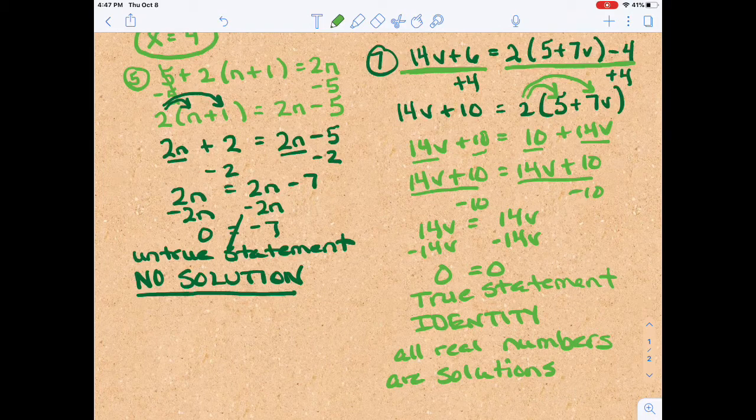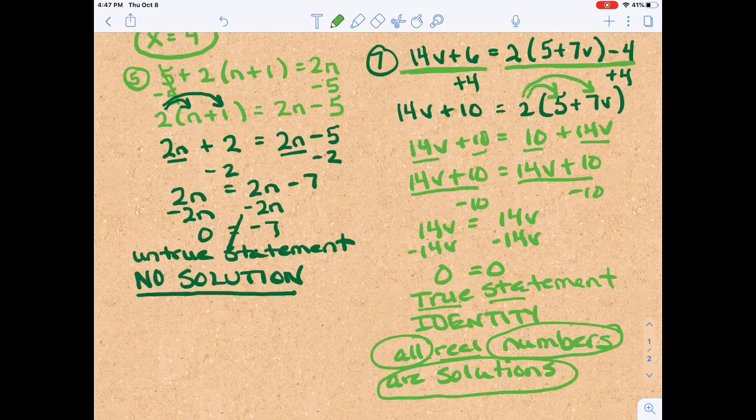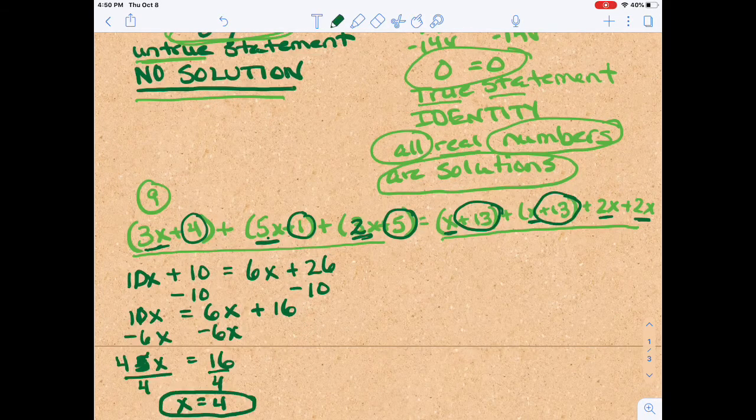Don't worry about the word real. That's a kind of a technicality that we'll get to later. In fact, we don't really deal with that word a whole lot until Algebra 2. But when we have an identity, when we have a true statement, I just want you to think all numbers are solutions. All numbers are solutions. As opposed to this one, where we had an untrue statement, and then we said no solution. Okay? True statement, infinitely many solutions. We say all real numbers are solutions. Untrue statement, no solution. All right.